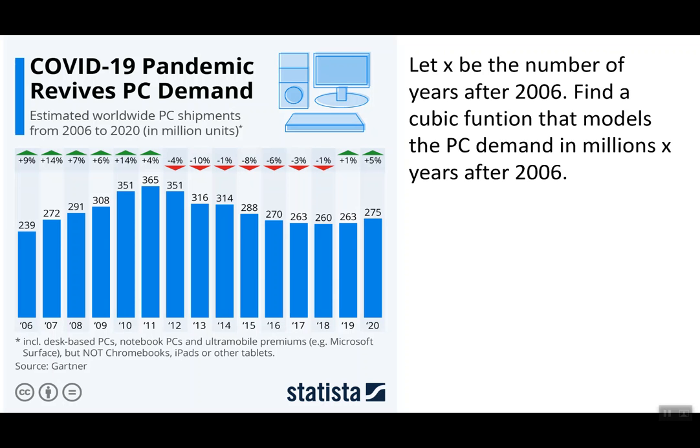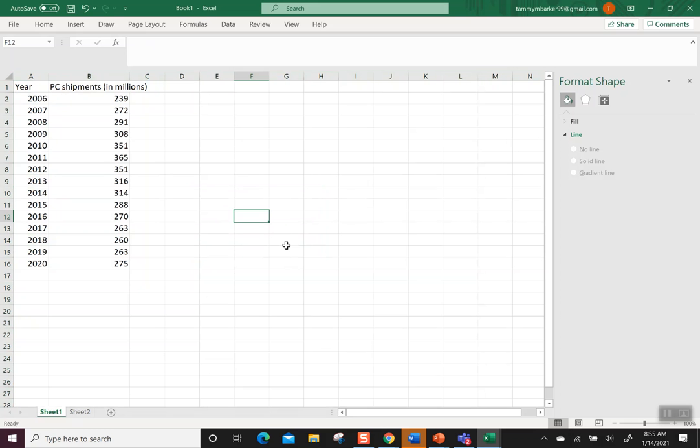I think that's a good way to take the data we have and turn it into a chart. So I'm just going to take all of these years, 2006 to 2020, and then the demand, and put it into Excel. Okay, so over in Excel, you can see I put the years in, from 2006 up to 2020. We'll deal with that in a minute. And then I put the PC shipment in millions beside it, so that we know what all the labels are.